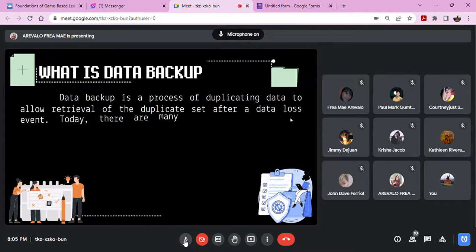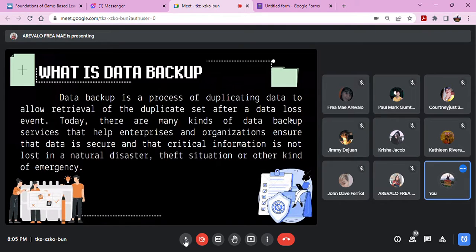Next na po tayo. So, secondly, this is the definition of data backup. It is a process of duplicating data to allow retrieval of the duplicate set after a data loss event. Today, there are many kinds of data backup services that help enterprises and organizations ensure that data is secure and critical information is not lost in a natural disaster, theft situation, or other kind of emergency. Based on my research, data backup is the process of replicating all the files that are being stored at the destination location. For example, yung mga files mo is nagkakakalat-kalat kung saan mo nilalagay. Kaya kailangan ng data backup para ito ay maging organized. Next na.